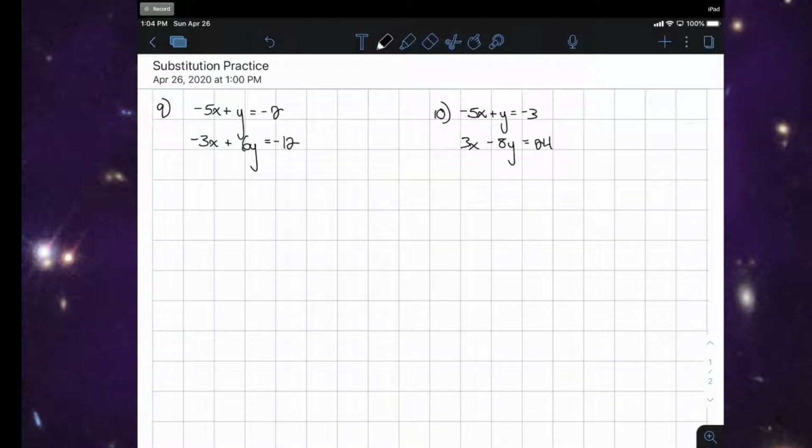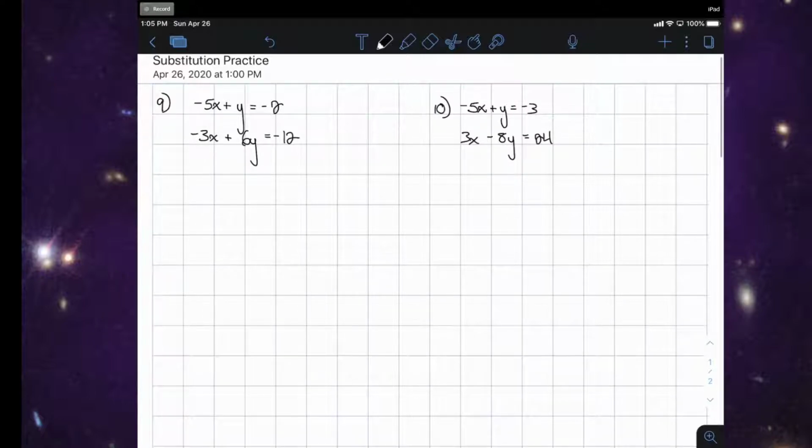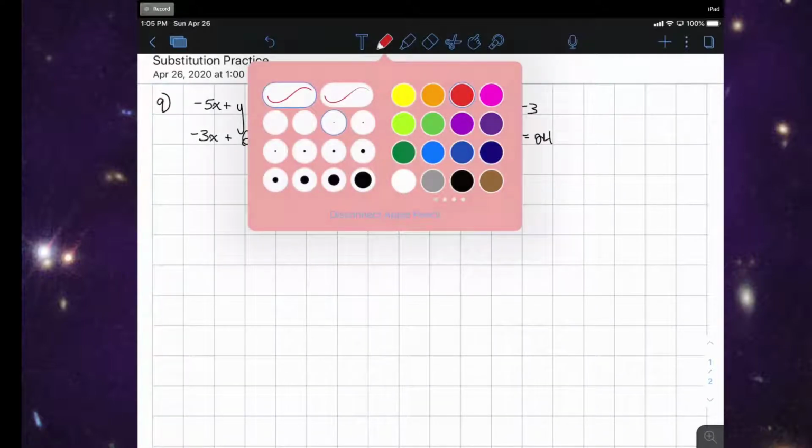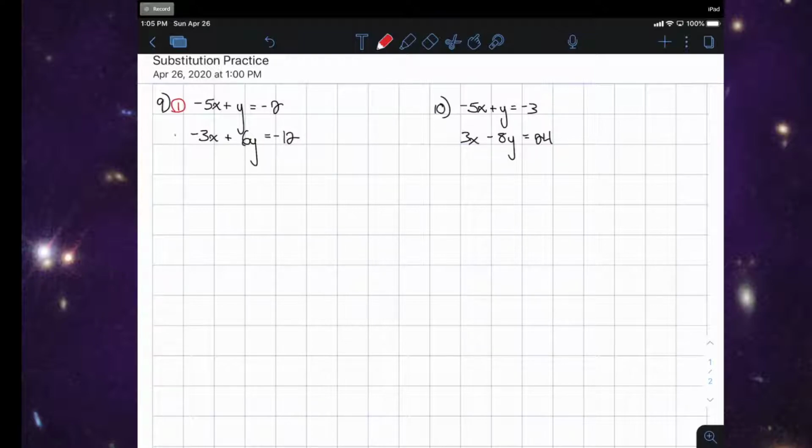All right, here are a few substitution examples from the worksheet that we worked on Friday. Specifically, this is 9 and 10. So let's take a look at number 9 here. The first thing that I'm going to do is label my two equations, equation 1 and equation 2. And I'm going to start with the simpler equation. Now, if I look at equation 1 here, I can see that I can pretty easily rearrange for y.